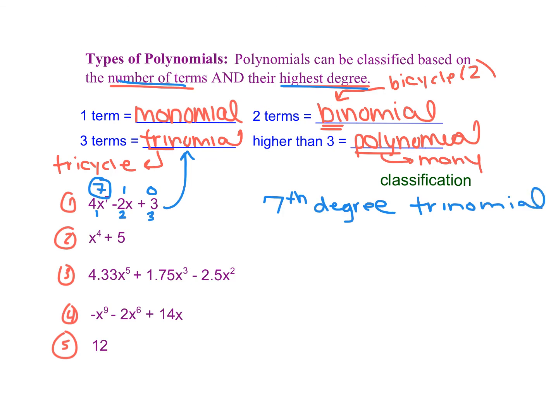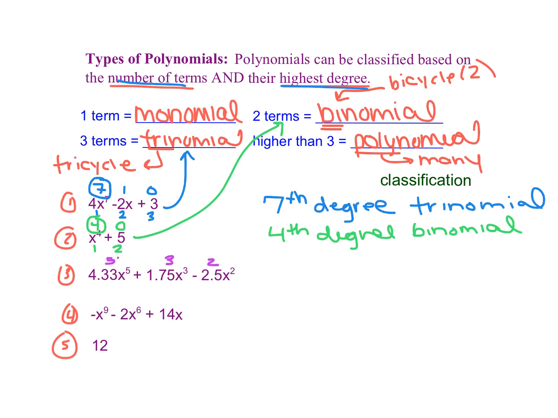If I then look at the second example, what I see here is I have degrees of 4 and 0. My highest degree is 4, so I know that this is a 4th degree. And then I notice 1, 2 terms, which relates to binomial. So this is a 4th degree binomial. Then I look at the next one and I see I have degrees of 5, 3, and 2. 5 is my highest, so this is a 5th degree. And then I see 1, 2, 3 terms being added together, so it's a trinomial.